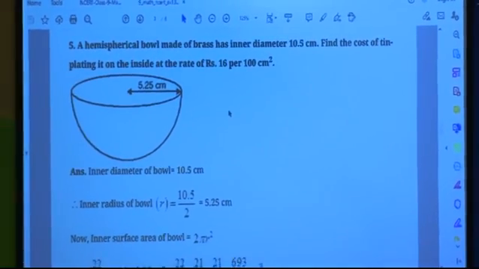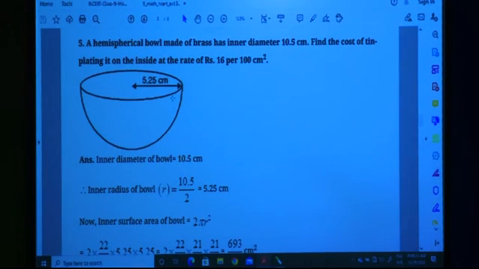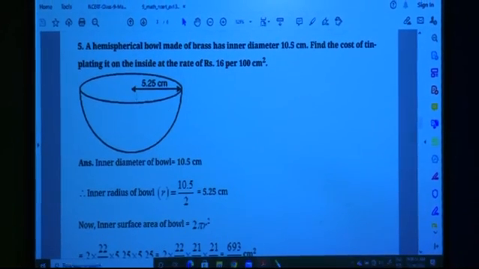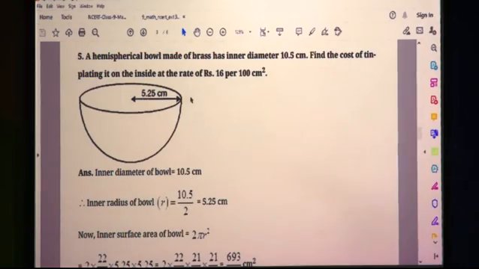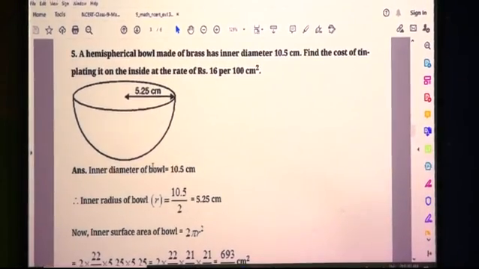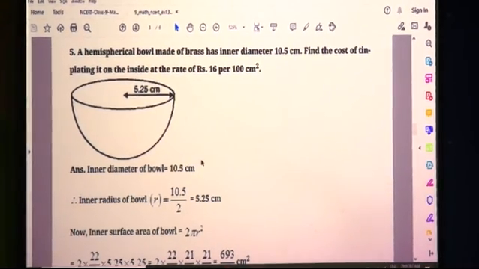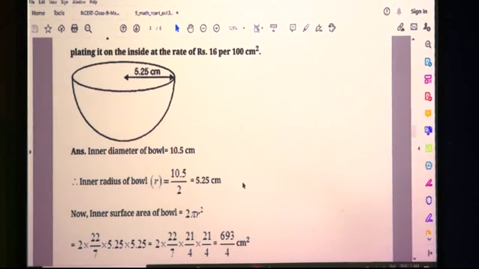Here in the solution we can see the figure. This is a hemispherical bowl whose inner radius is 5.25 centimeter. Why? Because inner diameter is 10.5 centimeter. So, inner radius is what? Diameter upon 2, it becomes 5.25 centimeter.